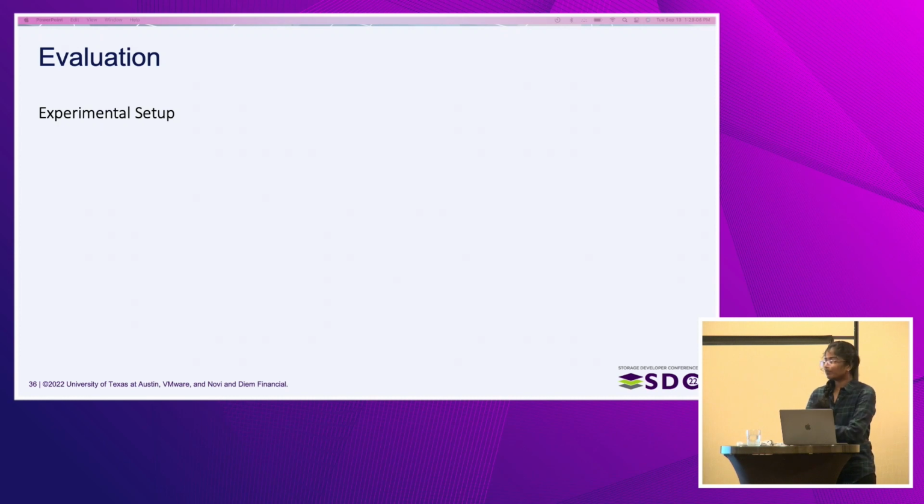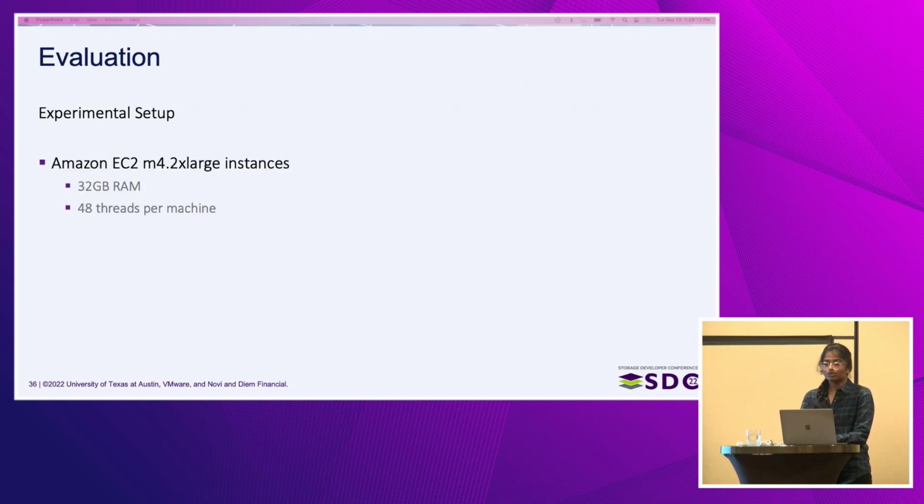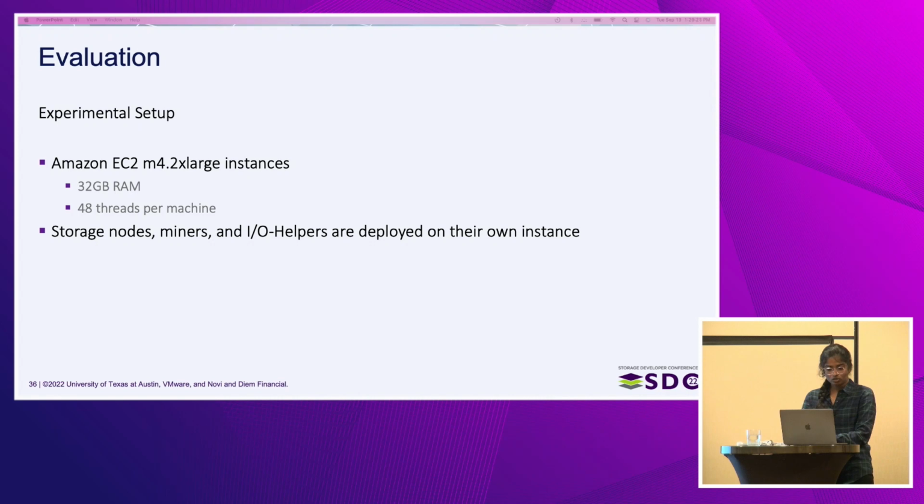And I will briefly present an evaluation of our work. To evaluate RainBlock, we use Amazon EC2 large instances, each with 32 gigabytes of DRAM and 48 threads. Storage nodes, miners, and IO helpers are deployed on their own instances. We use a workload generator to synthesize workloads that are exactly similar to the transactions in the public Ethereum main network.